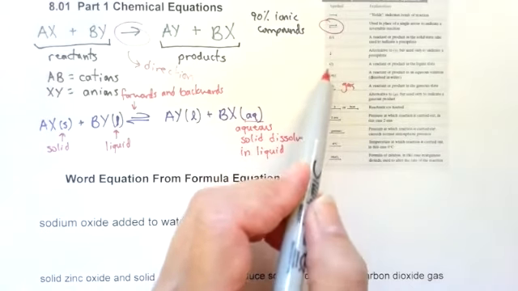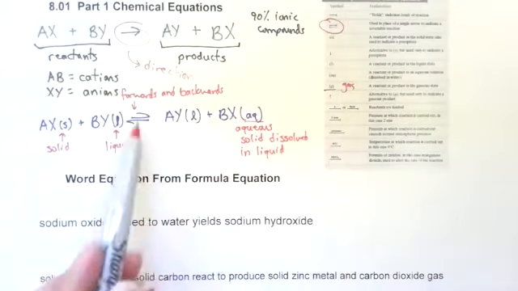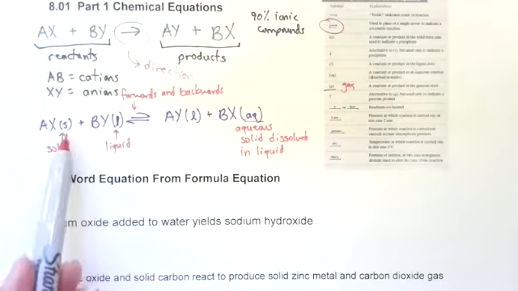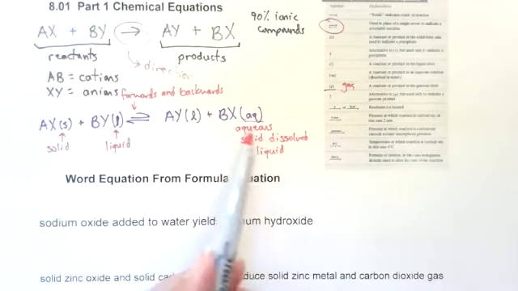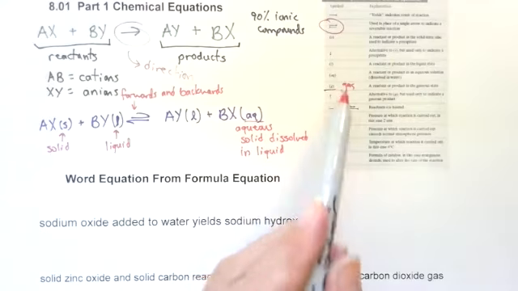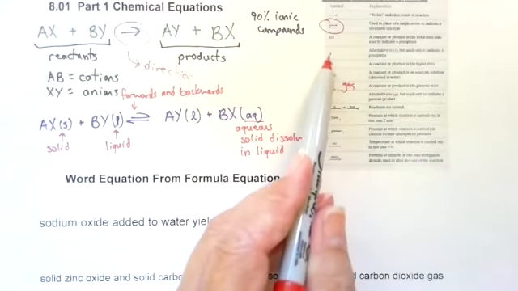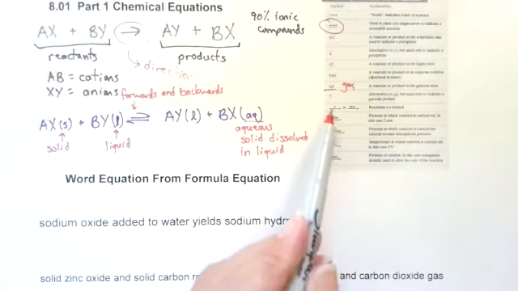So we have a forward arrow or a split arrow, which means this reaction goes both this way and this way. We have our states of matter. What else do we have? Okay, let's look at these down here.